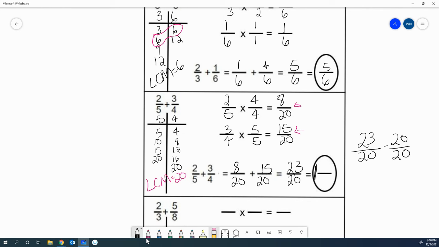I'm going to pull out that whole number. I'm going to be left with 3/20. So after I pull out that whole number, I have my 1 there. I'm going to say 3/20. 1 and 3/20 is my answer.